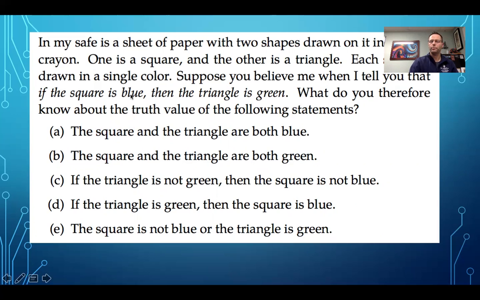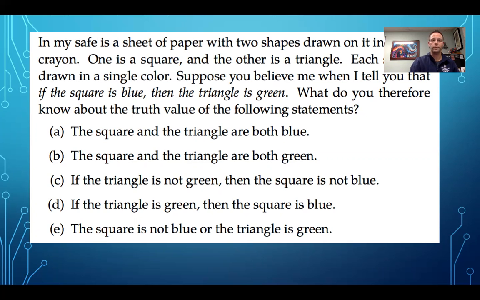Now wait, if the square is blue, then the triangle is green, and this would assert that the square is blue, which if this statement was true, then the triangle would be green. And I'm given that this statement is true, meaning part A must be false. How about this? B, the square and the triangle are both green. Is that possible? Well, if the square is blue, the triangle is green. It doesn't say anything about if the square is green, so B is possible. How about C? If the triangle is not green, then the square is not blue. I would agree with that, because if the square were blue, then the triangle would be green, right? I would agree with C.